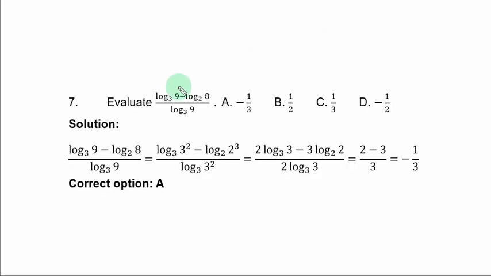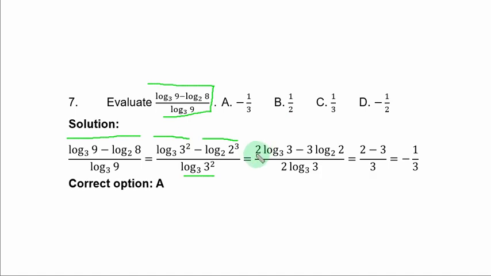Question 7. Evaluate log 9 base 3 minus log 8 base 2, over log 9 base 3. In the numerator, you cannot apply the subtraction law because the bases are different. So we try to simplify the numbers to have the same base. For that, you have log 9 base 3 as log 3 squared base 3, minus log 2 cubed base 2, over log 3 squared base 3. By the power law of logarithm, the power goes back to multiply.